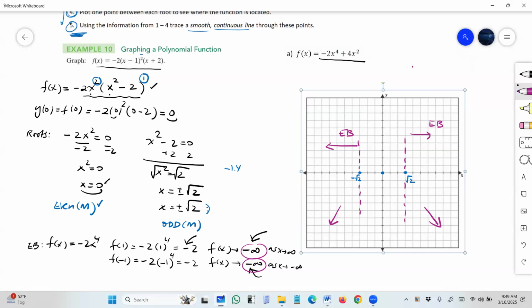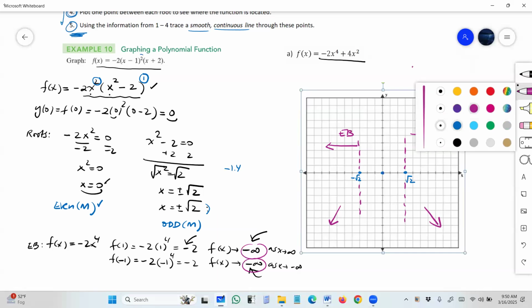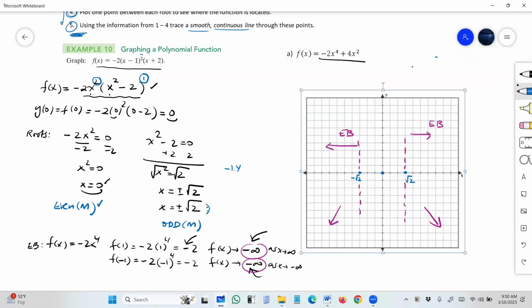Now, in the middle, notice I need to pick a point between the negative square root of 2 root and the 0, and the 0 and the positive. So I'm going to pick a point in between. Let's say -1 and 1. And I need to see what the function looks like in those places. So I'm going to do it up here. I need to find f of 1, and I need to find f of -1.